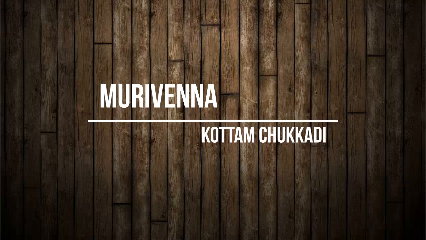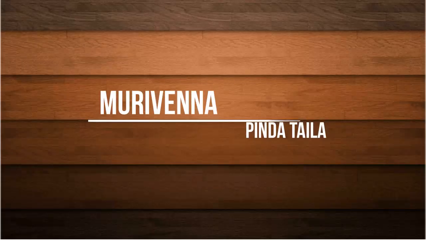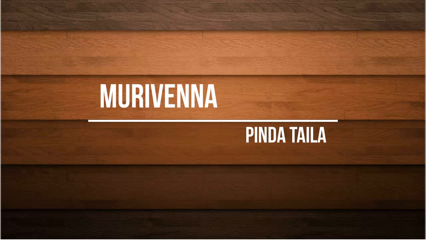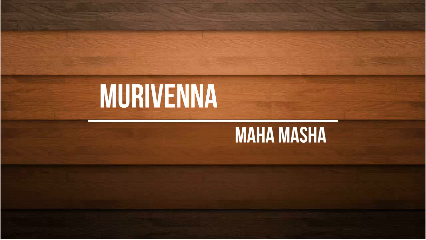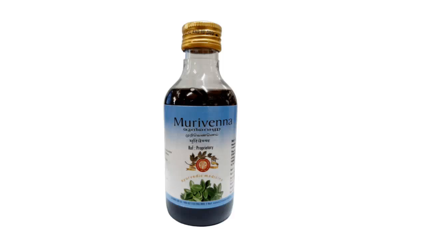Karpuradi plus Murivenna, Kottamchukadi plus Murivenna in case of kapha, and Murivenna plus Pinda Tailam in case of pitta. Or in case of vata, Murivenna plus Mahanarayana Tailam or Murivenna plus Mahamasha Tailam, whichever you feel comfortable with. That should treat the particular condition. You can mix, but the basic taila should be Murivenna because it is excellent in treating the sparsha asahishnuta, the tenderness, and it immediately reduces tenderness.